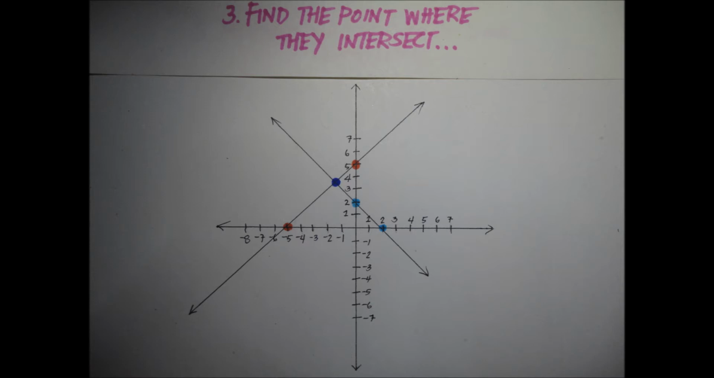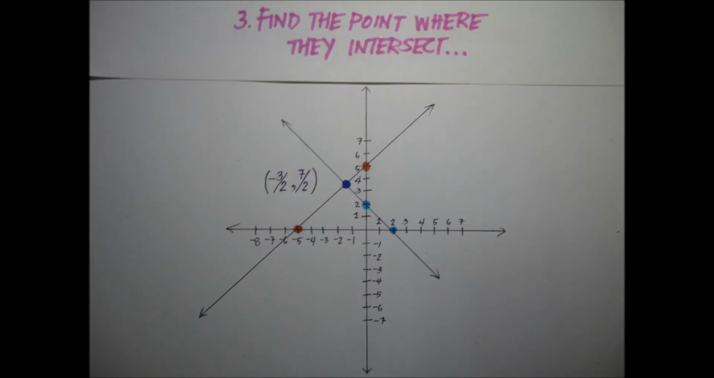We can see here that both lines intersect on the blue dot. This dot shows the answer to both equations. So, the final answer is negative 3 halves and 7 halves. Now let's move on to a harder problem.